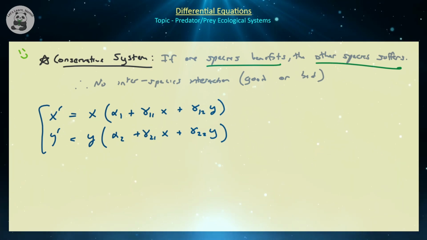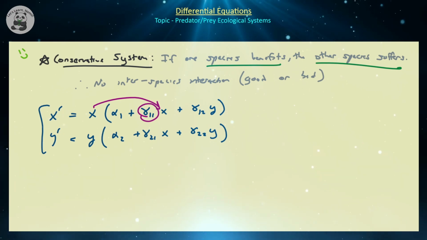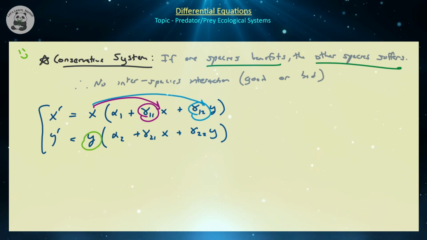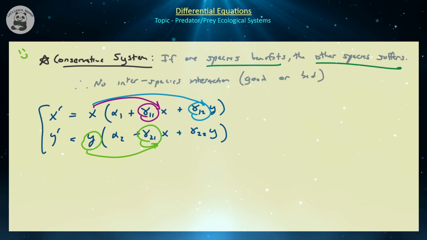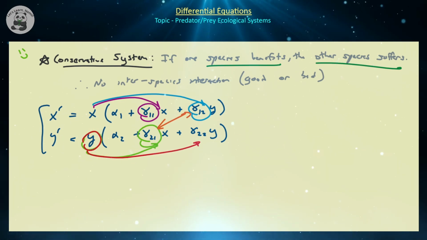Y, because notice that this coefficient gamma 1 1 is the interaction with X, XY, that's the interaction with species 1 with species 2. And then here, this is the interaction of species 2 with species 1, which should be opposites if it is in a conservative manner, right? Because these two numbers should be the opposites as they were in the previous example. And then lastly, we have y interacting with y. In a conservative system, this would happen to be equal to 0.